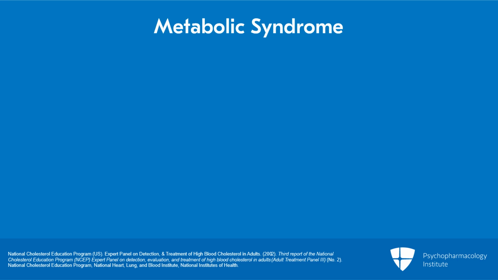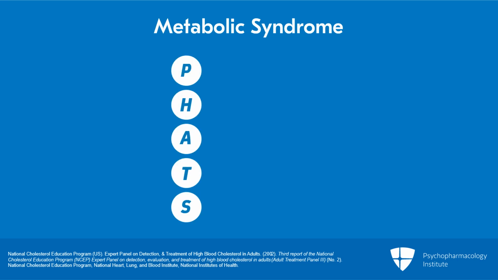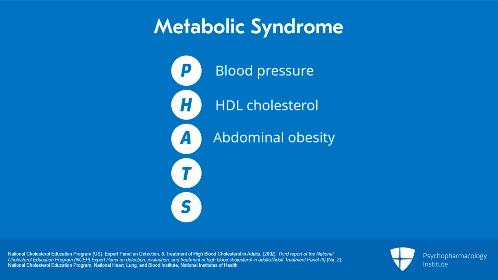Now, you may find that a mnemonic helps you recall these abnormalities on the fly. And one mnemonic that has been suggested and is written in the literature is FATS. I don't love this mnemonic, but it is widely used. So the P in FATS stands for pressure, as in blood pressure. The H for HDL cholesterol. The A for abdominal obesity. The T for triglycerides. And the S for sugar, as in blood sugar.